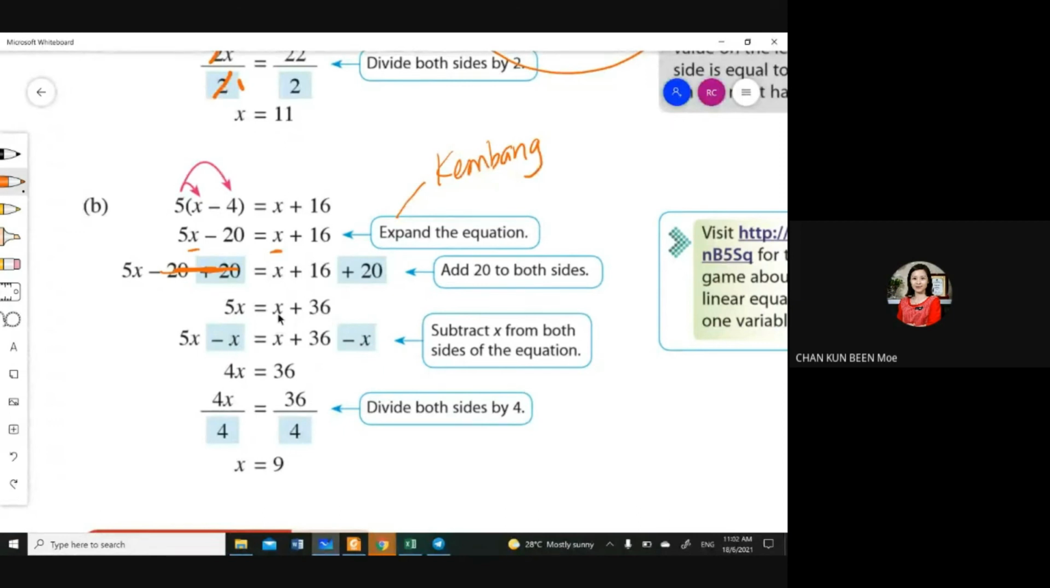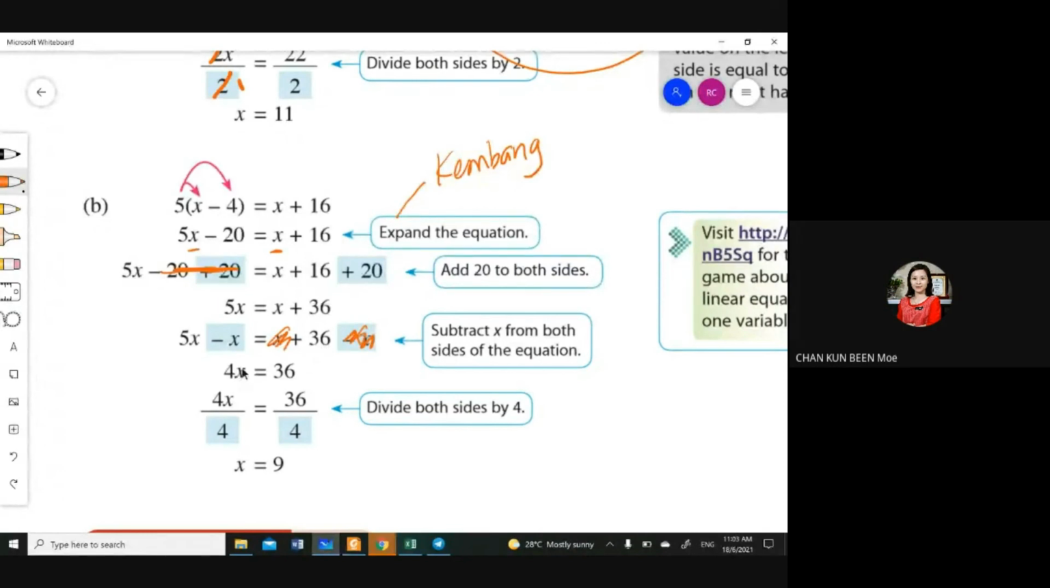Okay, next thing, you see we have 36 and then we have an x over here. I'm going to deduct the x from here because I don't want the x to appear on both sides. So we deduct the x, x minus x, so no more x. And then this side also you minus x. So 5x minus x becomes 4x. So the remaining will be 4x equal to 36.